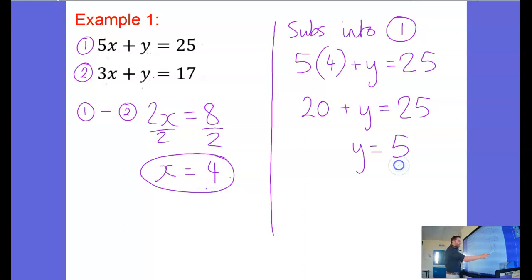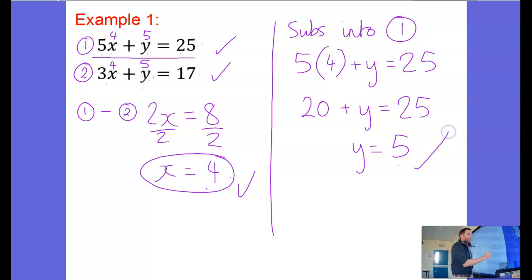So let's try this. x is 4, y is 5. Does it work for the first equation? 5 times 4 plus 5. 5 times 4 is 20, plus 5 is 25. It works in that one. Does it work for this one? 3 times 4 is 12. 12 plus 5 is 17. It works. I can mark it myself.